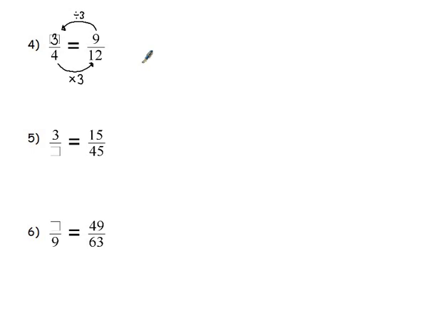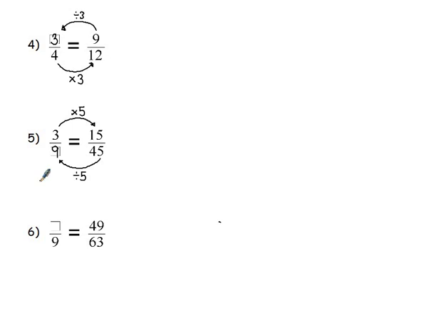Question 5 then. 3 over something equals 15 over 45. So we've got both of our numerators, so we're going to start with them. So 3 times what gives us 15? So 3 times 5 gives us 15. And we need to now work backwards. We've got our answer and we need to think how many 5s fit into 45. So 45 divided by 5. 45 divided by 5 is 9. So it gives us 3/9. 3/9 is equivalent to 15 over 45.